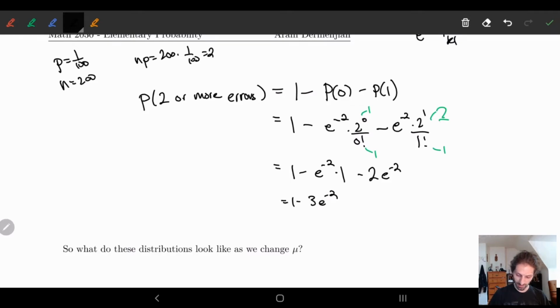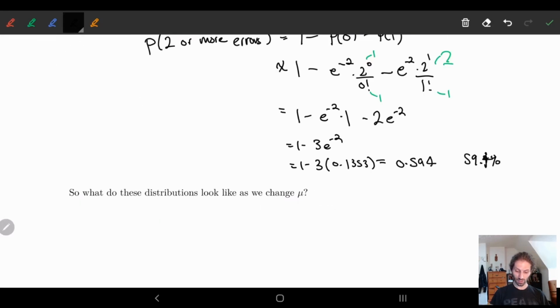So here you can plug this into a calculator. And we get 0.594. This is the approximation part. So we have roughly a 59.4% chance of making 2 or more errors. That's a pretty good amount of chance.